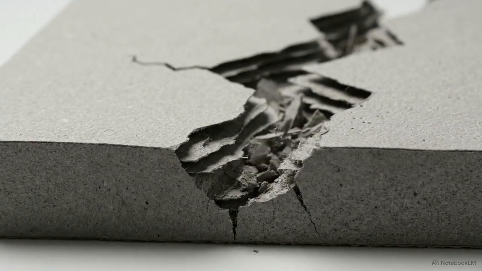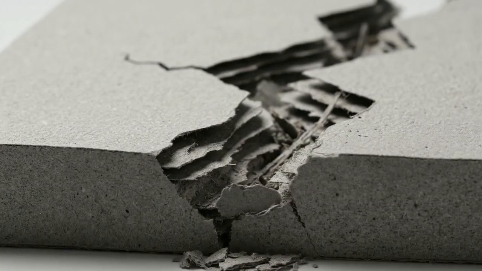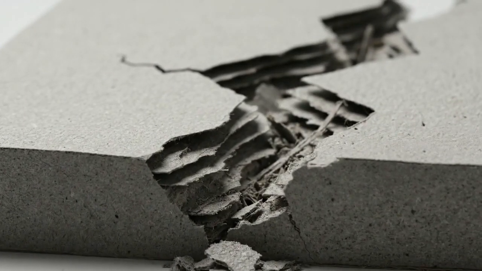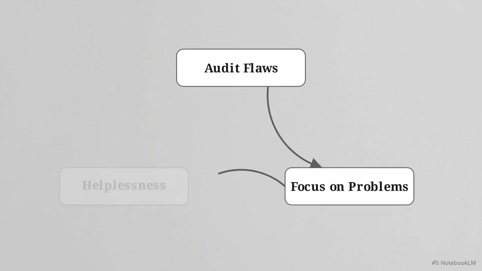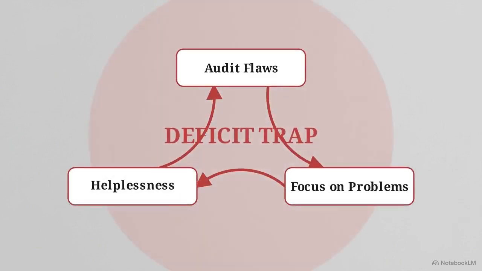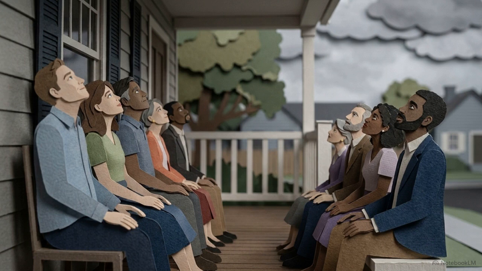When we look at struggling neighborhoods, it is incredibly easy to only see the cracks. The traditional approach operates on a deficit mindset, scanning a map to tally up exactly what is missing, broken, or underfunded. But constantly auditing a community's flaws creates an unintended trap. It builds a narrative of helplessness. When a neighborhood is defined entirely by its problems, progress stalls because the community is conditioned to wait for external funding and outside saviors to fix things.